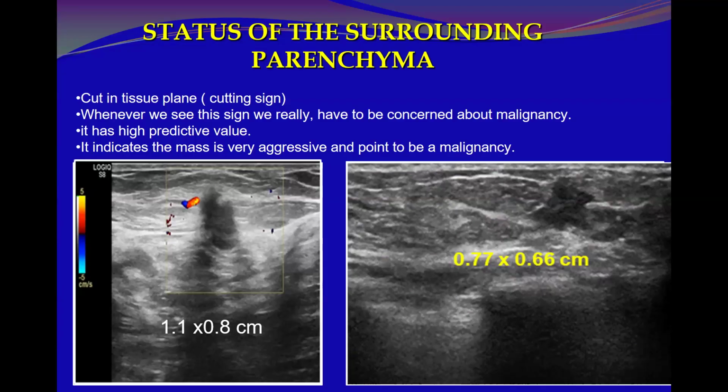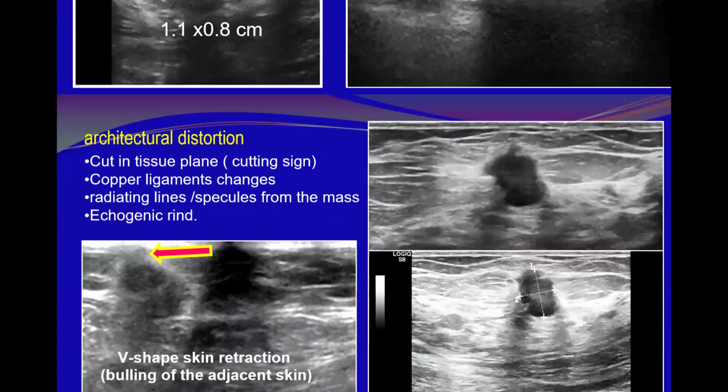Sometimes sclerosing adenosis, radial scars, and post-surgical scars, these benign lesions might give speculations, but I have never seen a benign lesion giving these cutting signs or cutting through the tissue plane. Okay.